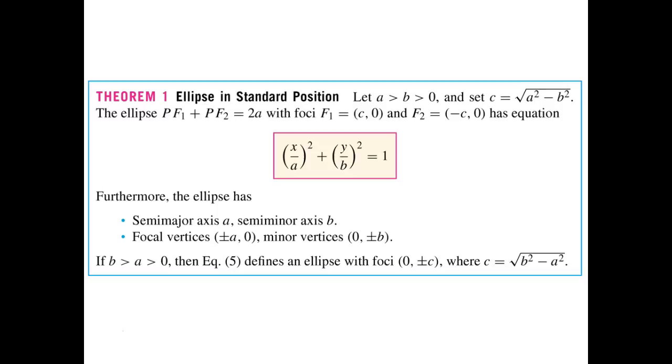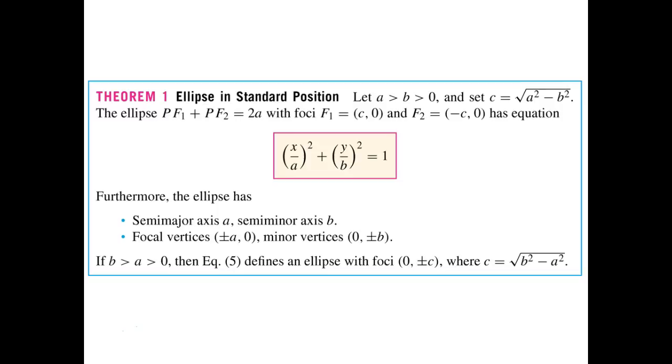The ellipse is PF1 plus PF2 equal to 2a. There's what that constant was. What did they call it before? A. There it is now, 2a, with foci at (c, 0) and (minus c, 0). Those are your two foci. And that c is related to the a's and b's, a always being greater than b.